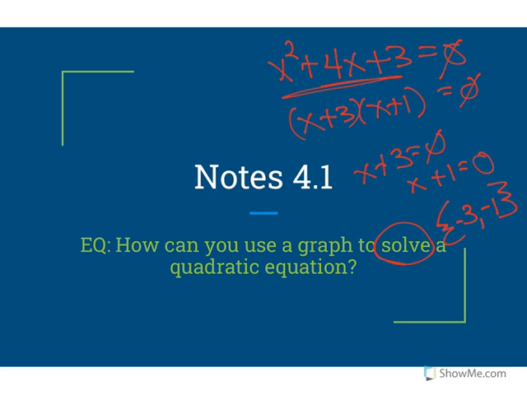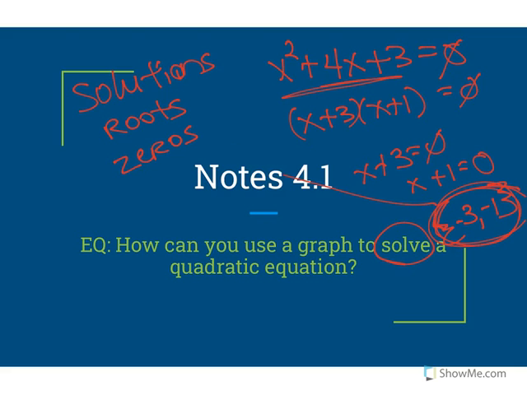Remember, at that time I said we had 3 different names: solutions, roots, I'll write them down, solutions, roots, and zeros. All the same thing. Okay? What it means is that these are the 2 values of x that could go in there and make it a true statement. Okay?